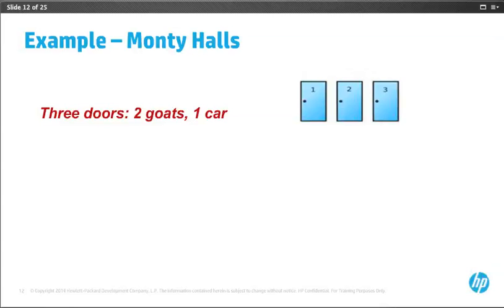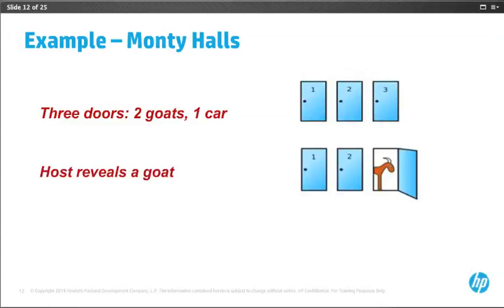What would then happen is that the host of the game show, who happened to be called Monty Hall, would open one of the other doors. Now the host knows where the goats and the car are, and so in all cases Monty could pick one of the doors, guaranteed to be able to pick one of the doors to show a goat. So he would always open a door that would show a goat.